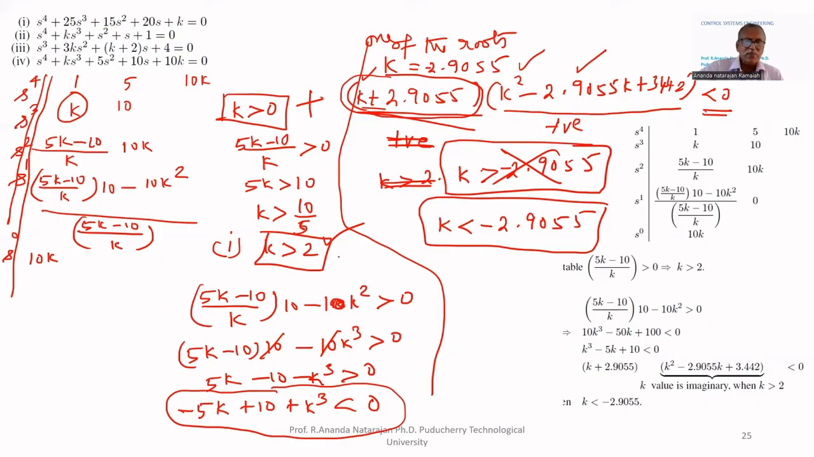So the first condition is K must be greater than 2. The second condition is that it must be less than minus 2.9055. It is not possible to satisfy both conditions. Therefore, for all values of K, the system is unstable.